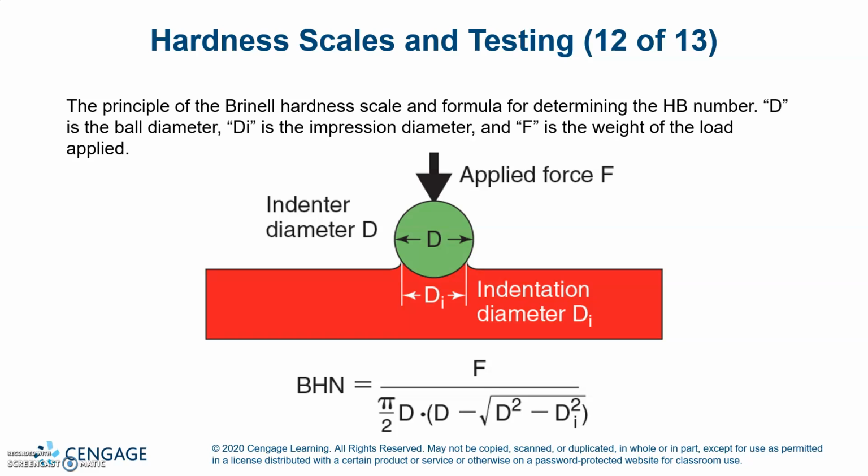The principle of the Brinell hardness scale and formula for determining the BHN number: D is the ball diameter, Di is the impression diameter, and F is the weight of the load applied. So your formula would be BHN equals F over pi divided by 2 times D times the quantity D minus the square root of D squared minus Di squared.